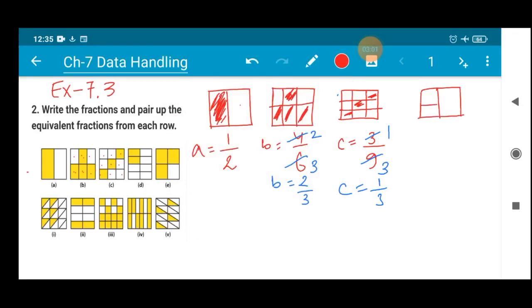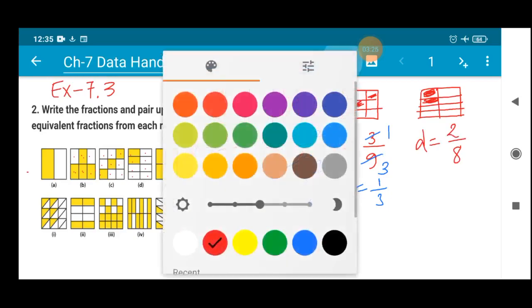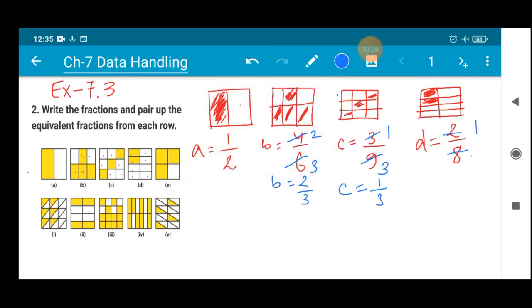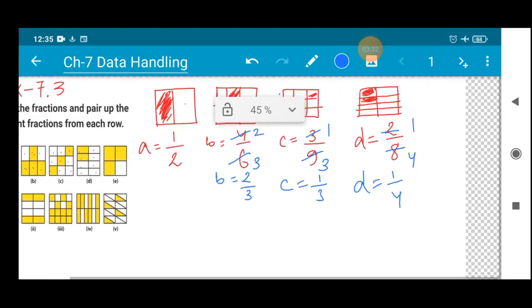Okay, next, sorry, it is number D we are doing. This part is shaded, this part is shaded. How many total parts are there? Just see this figure: 1 2 3 4 5 6 7 8. Total 8 parts are there, and out of that, 2 parts are colored, right? So let us simplify this: 2 1s are 2, 2 4s are 8. So our D is actually representing 1 by 4, isn't it?